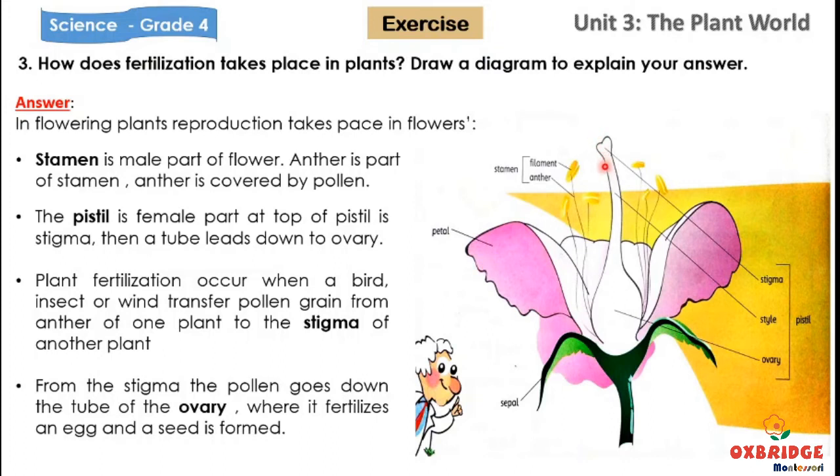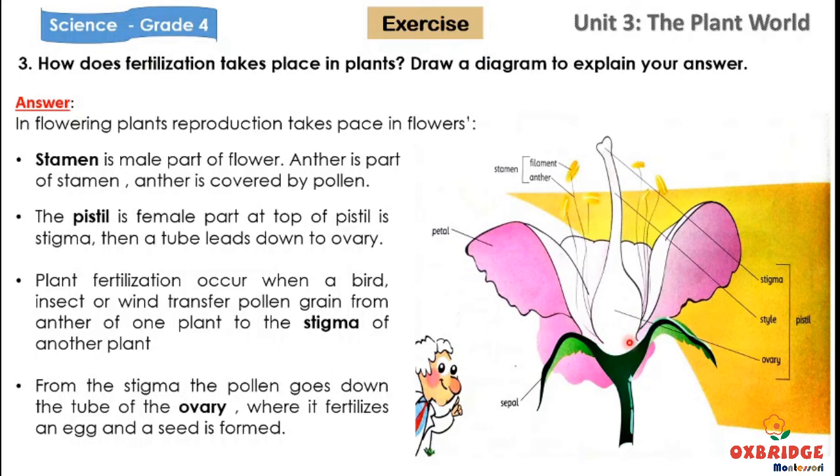So, this is the pistil. Pistil is the female part of the flower. Here you can see the top of the pistil having the stigma, and this narrow neck-like shape is called the style, and the bottom of the pistil is known as the ovary.